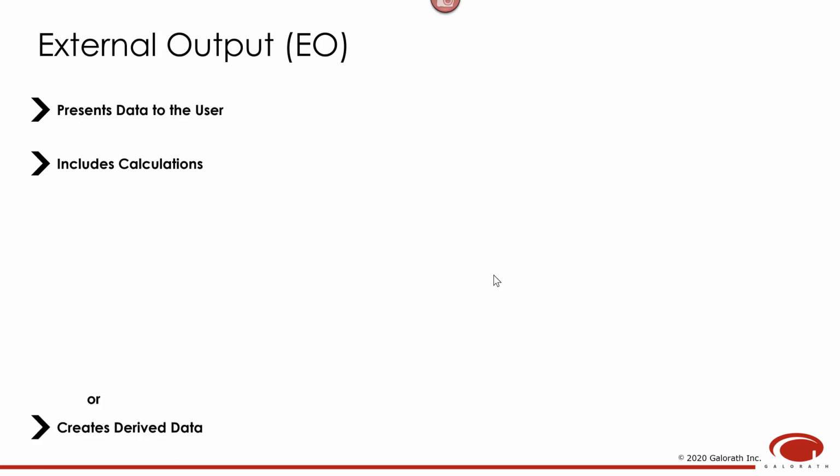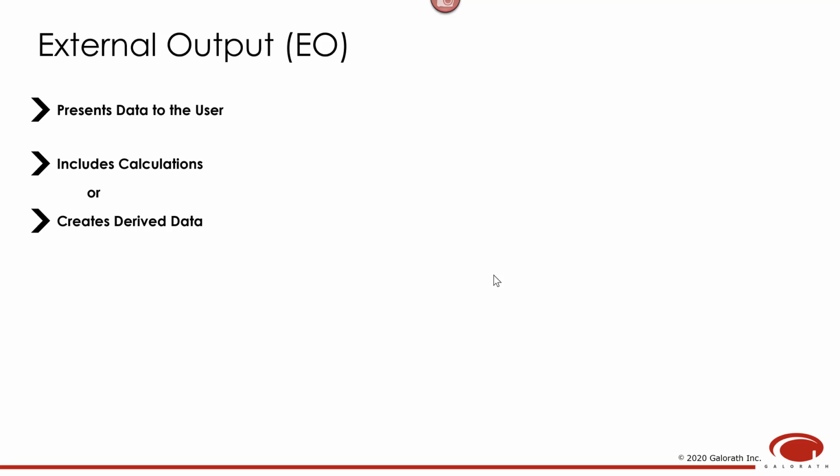An external output or EO is a transaction that presents data to the user. This implies that the data leaves the application being counted and is presented to the user. An external output includes calculations. This could be any type of mathematical or logical operations performed on the data. Finally, an external output can also create derived data.